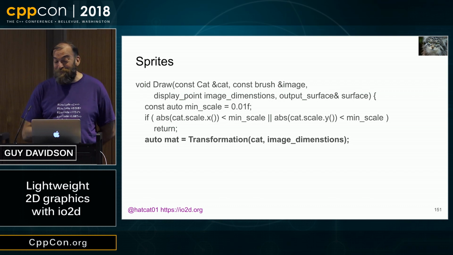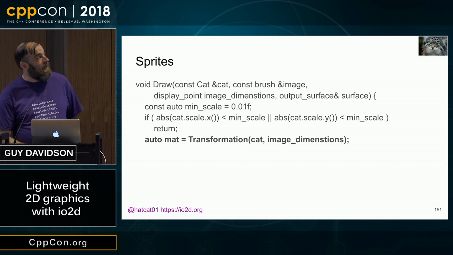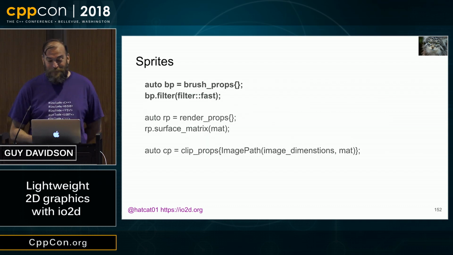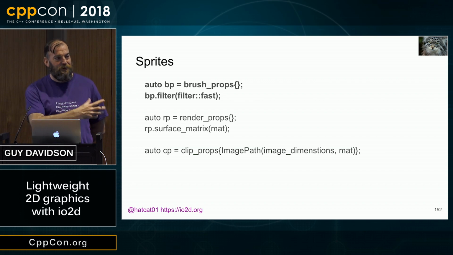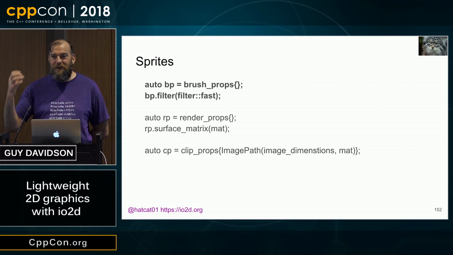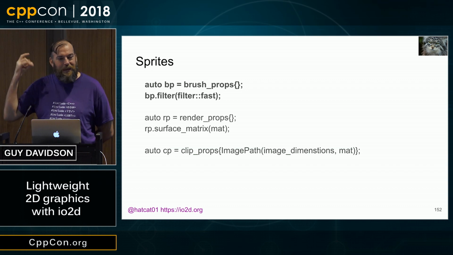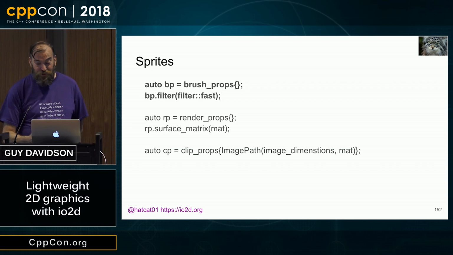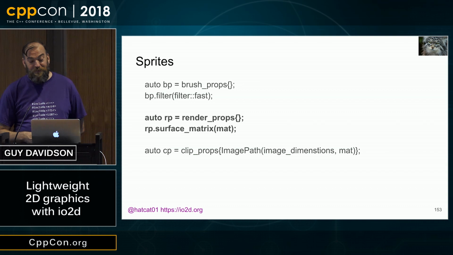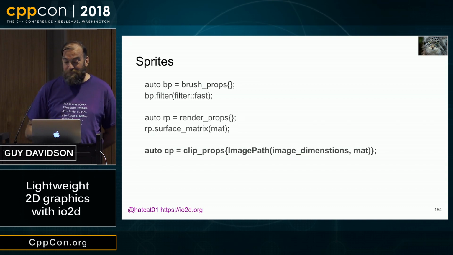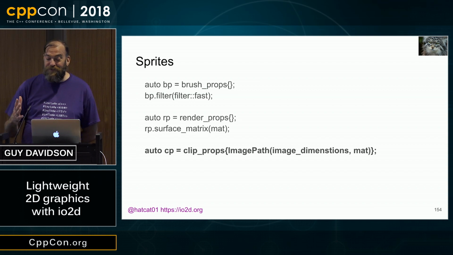Next, we create a transformation matrix informed by the animation strategy for the cat. And now we make a fast filter. This is because we care very little about the result of blending pixels. You'll recall that there are sprites tumbling over one another, so that means we're painting the same pixel time and again. We could choose from good, best, nearest, or bilinear. We don't care. We're putting cats on the screen. That's plenty. Then we create a render properties object, and we set the surface matrix to the transformation. And finally, we make clip properties. So these deal with reaching the edge of the surface and ensuring that only what is necessary is drawn.